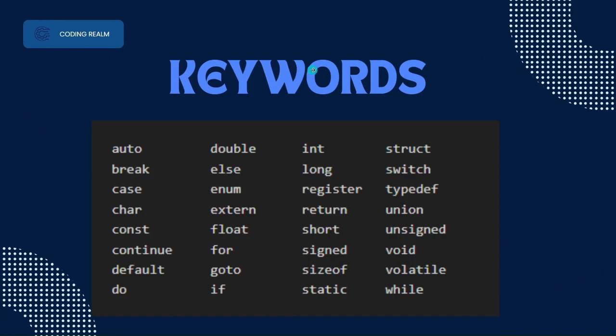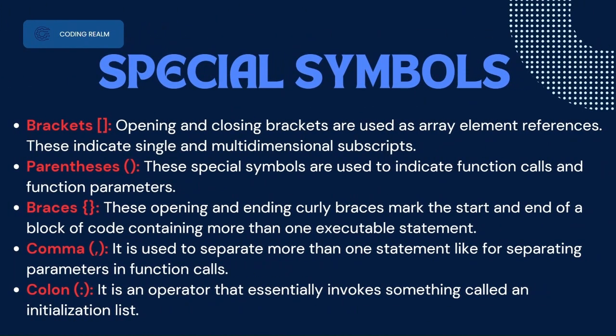The keyword is very important in the programming language. Now let's talk about the special symbols. They are used when I need to write the code also. We have the brackets, opening and closing. The brackets are used as array element reference. This indicates single and multi-dimensional subscripts. Parentheses. These special symbols are used to indicate the function calls and function parameters.